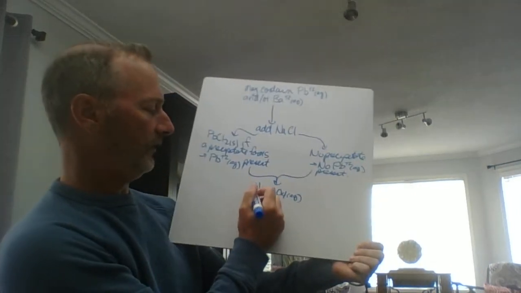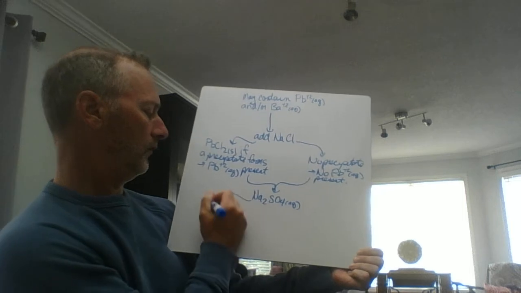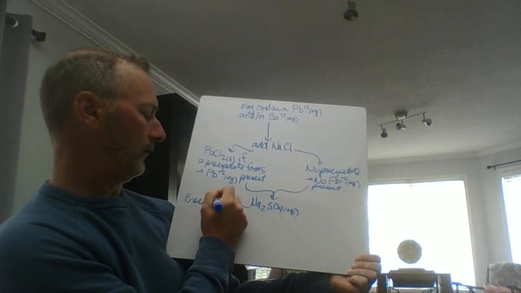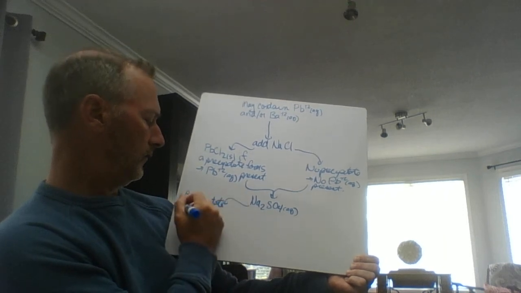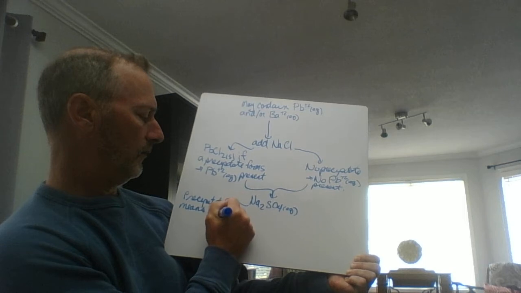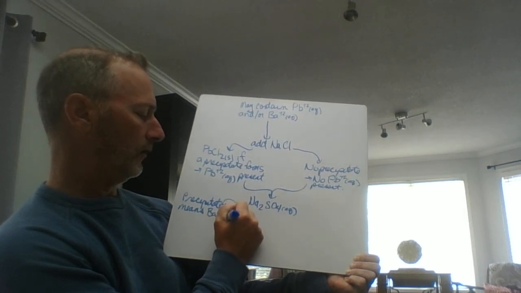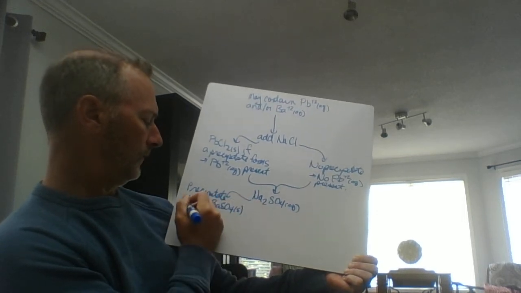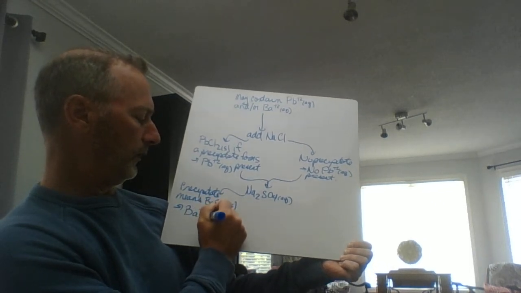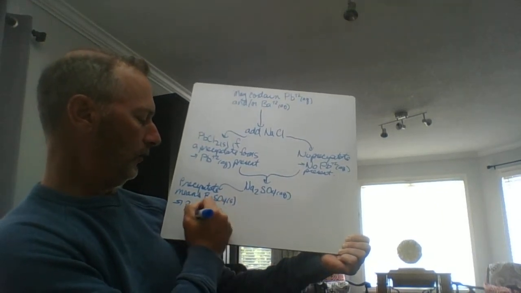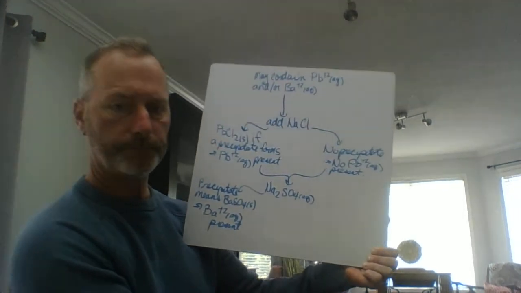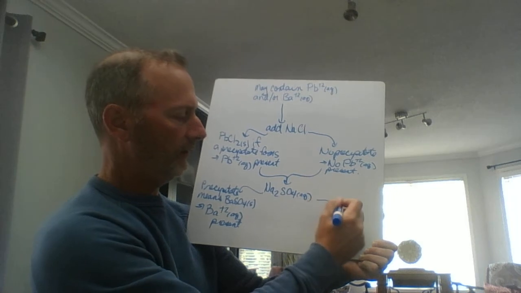solution, and the same thing is true. If you get a precipitate, that means BaSO4 is produced. You've got Ba plus 2 AQ present.